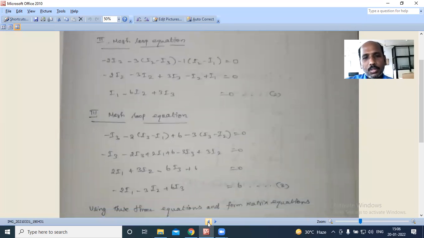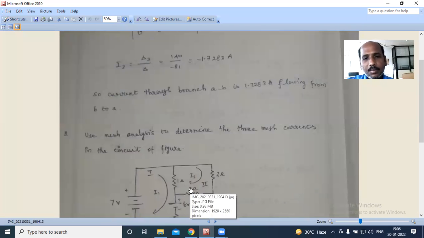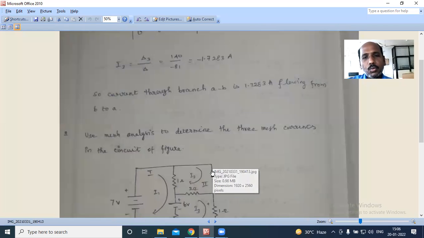Again, I will show the same diagram. In the second mesh, this one is the second mesh. Let us start from the 2. Now 2 into the second mesh current, I2 only flowing through this. So -2. Whenever you find any resistance, you put a minus sign. So -2 into I2.